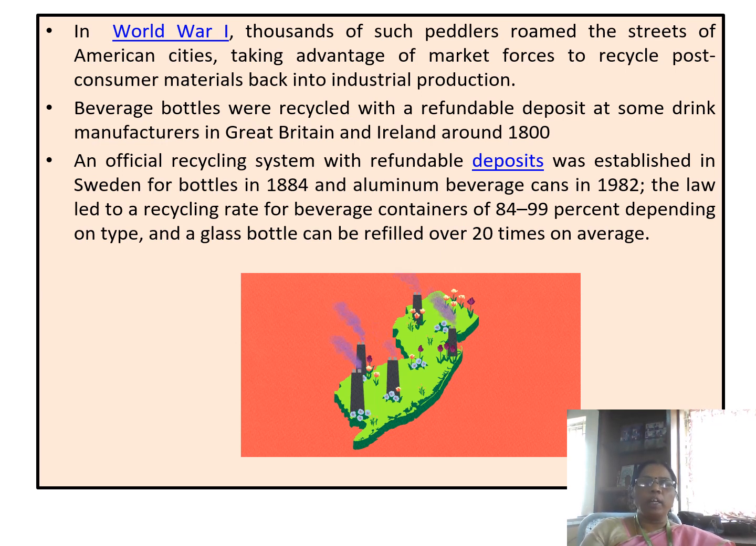Beverage bottles were collected with a refundable deposit at some drink manufacturers in Great Britain in the year 1800, and it also happened in Ireland. An official recycling system with a refundable deposit was established in Sweden in the year 1884, and for aluminum beverage cans in 1982, in Sweden itself. This law led to a recycling rate of beverage containers from 84 to 99%, depending on type, and a glass bottle that can be refilled over 20 times on average.